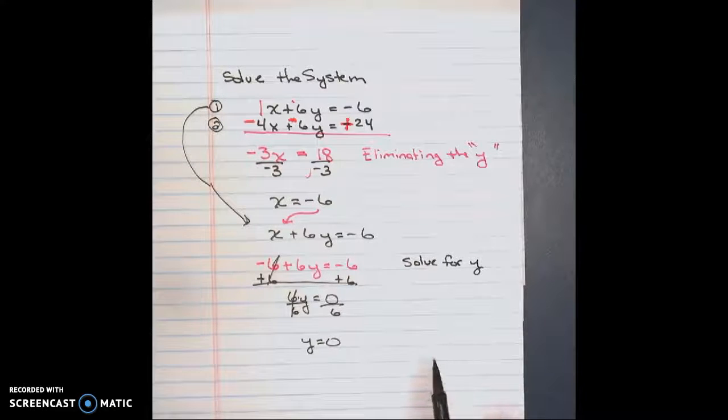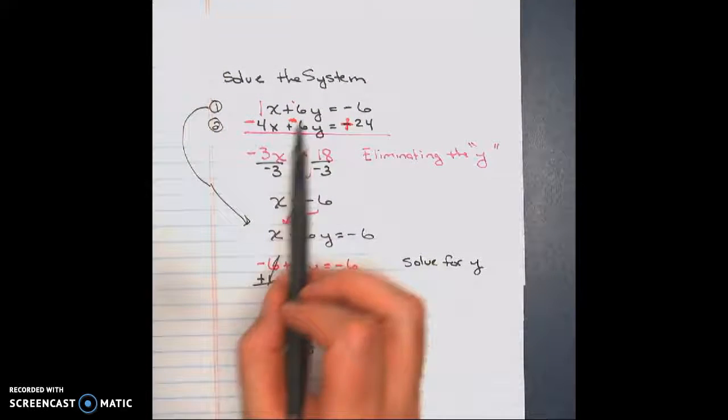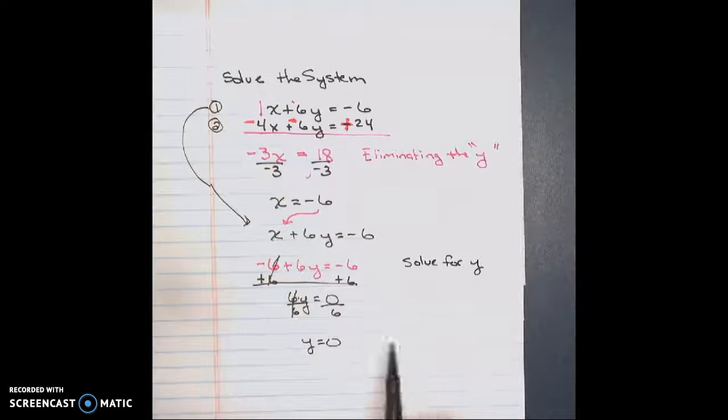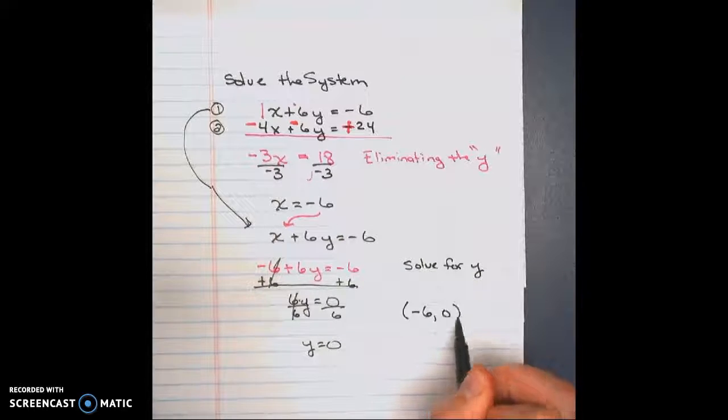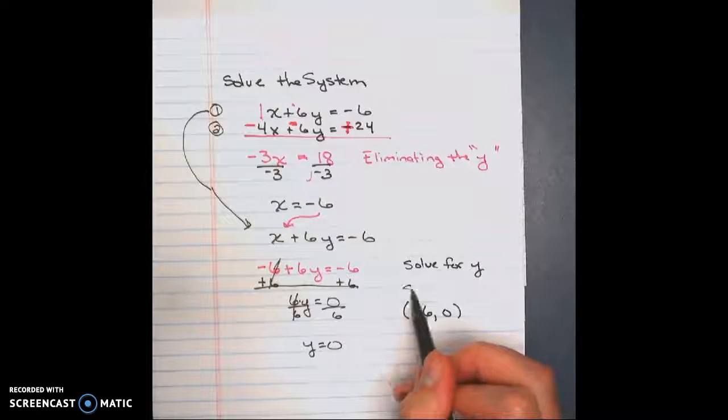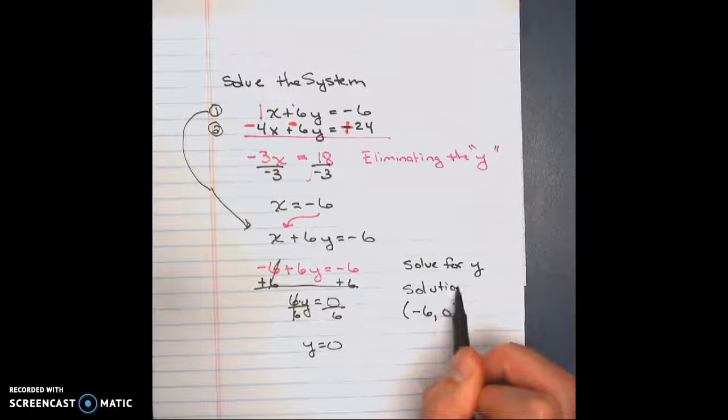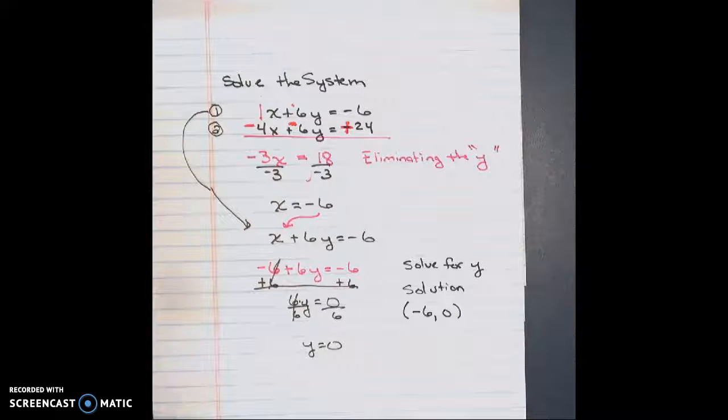So what I'm saying then, the x and y that makes both these equations true, the x has to be negative 6 and the y has to be 0. We like to write our answer as an ordered pair, and so we'll write our answer this way. The solution is negative 6 comma 0.